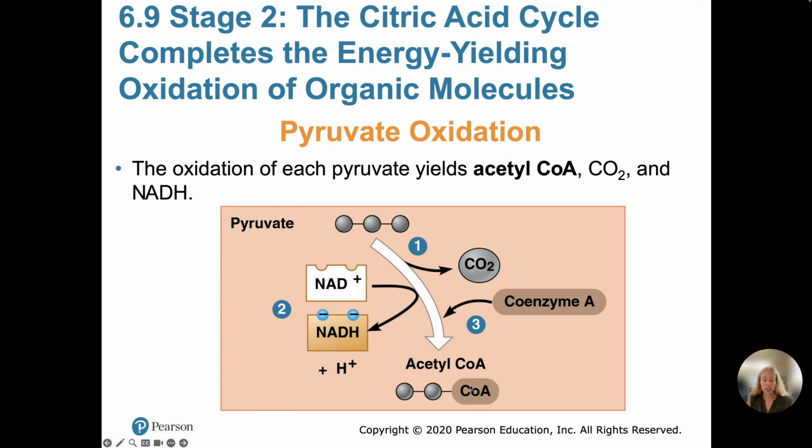a molecule called acetyl-CoA. Notice that acetyl-CoA only has 2 carbons. This is because one of the original pyruvate carbons was lost as CO2. So there's only 2 carbons, and then those 2 carbons are attached to the coenzyme A from step 3 here.